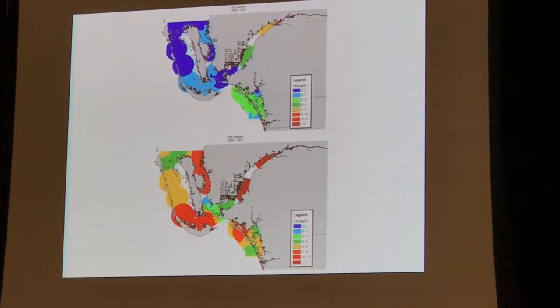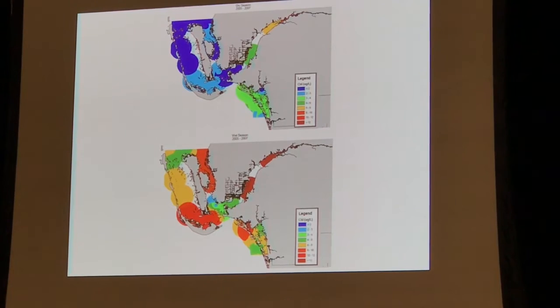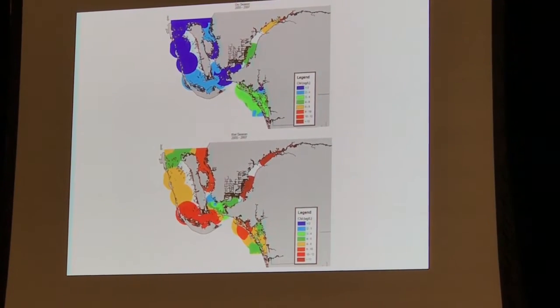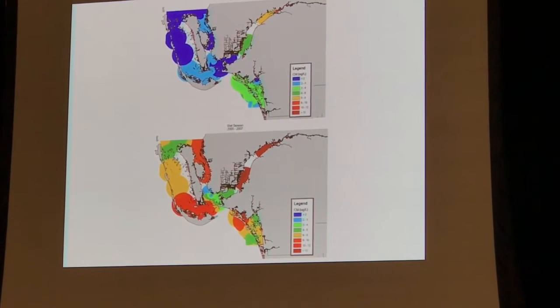Okay, here it is again. Basically, Estero Bay, Caloosahatchee Estuary, Pine Island Sound. This is during the dry season when there's very little river flow. You see low abundance of algae. During the wet season, you have high abundance of algae.